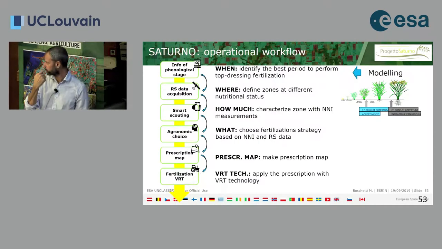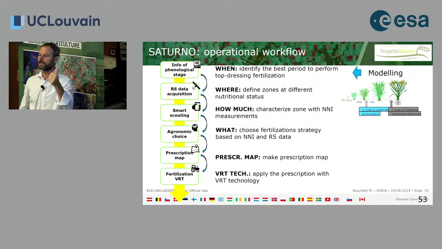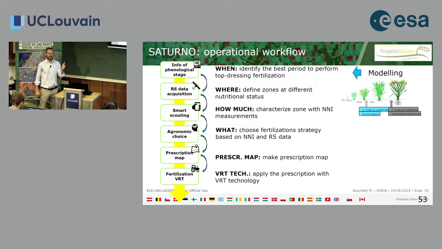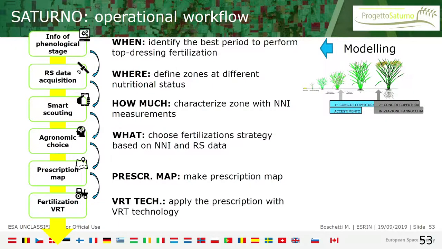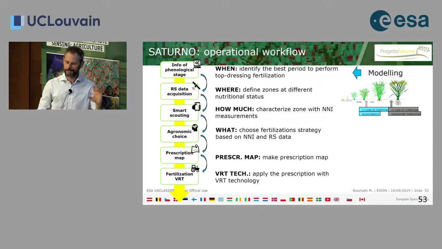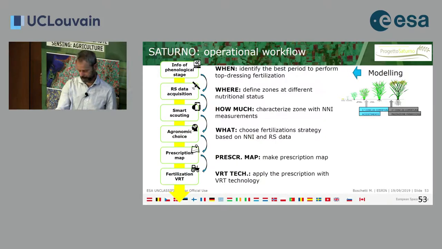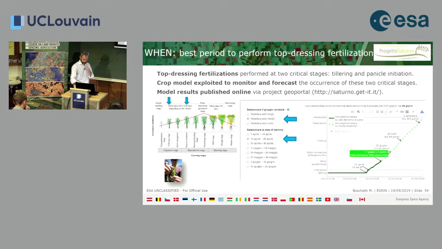The important framework is, okay, we saw that fertilization is not something that is linked to the crop development. So the first important thing is to have information on when you should do it, then where, that is the zone where you have to apply the fertilizer, then how much, which means the status of the plant, okay? What is the choice of fertilization? In that case, it was mineral, according to the nitrogen nutritional index. Then creating the maps and then applying that. So that was the difference from before.